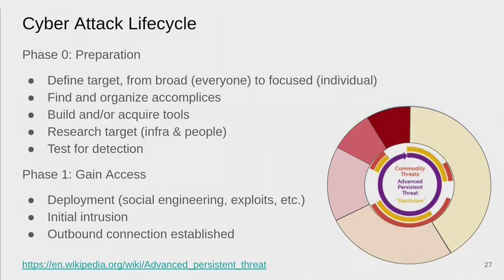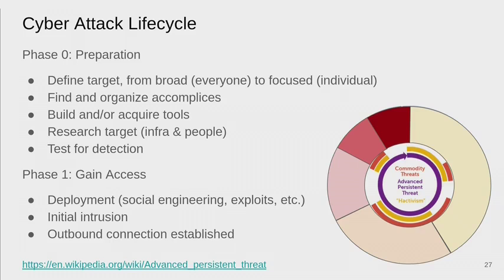So if you're developing a cyber attack against a system, you go through different phases as well. The first phase, the setup phase, is you're trying to find a target. Whom do you want to attack? Everyone, or focused on an individual? You need to figure out who helps you, and then you need to build and acquire tools. You can either buy exploits or bugs on the market, or you can figure out what software your target is using, and then find the bugs and develop the exploit yourself. So you research your target, infrastructure, and people. You test for detection. You try to figure out what their defense capabilities are.